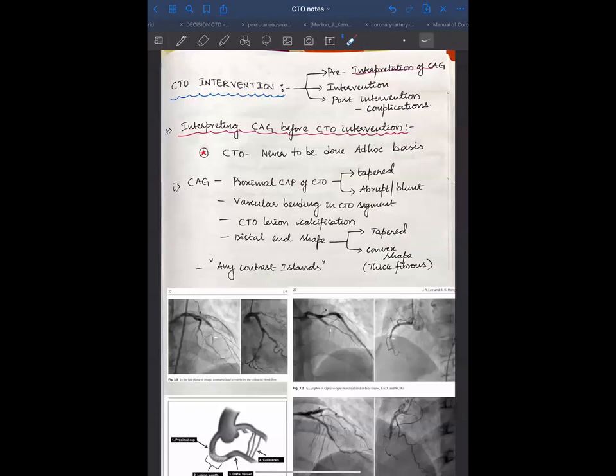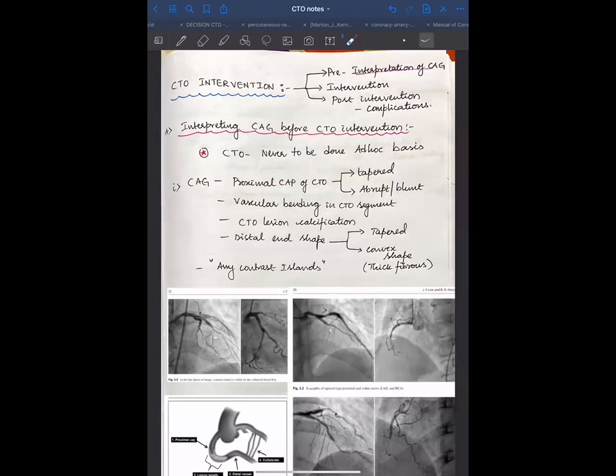So coming to interpretation of CAG, from here on there will be a lot of terminology which I'll be explaining, so I want you to pay attention to this. What do we look at in an angiogram before intervening in a CTO? The first and foremost rule of CTO is that it should never be done on an ad hoc basis. Time should be taken to interpret the angiogram.